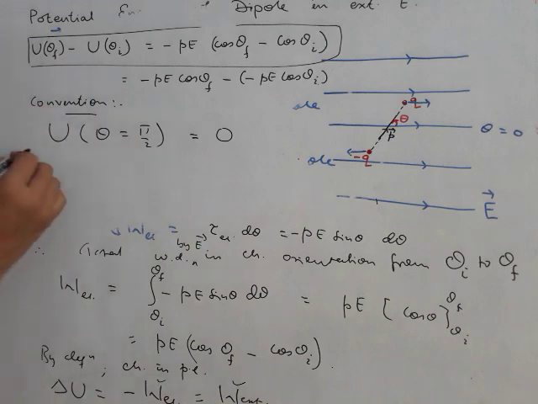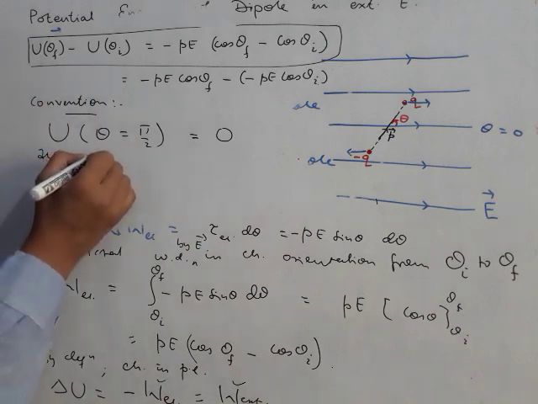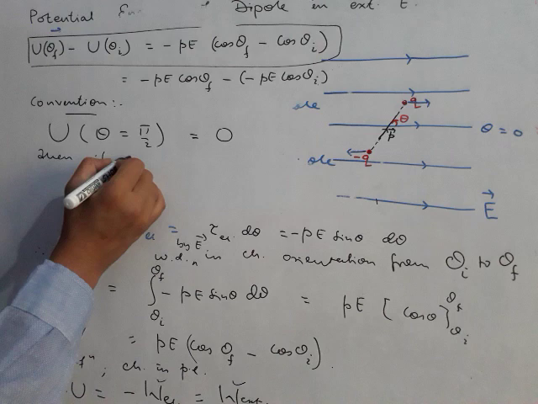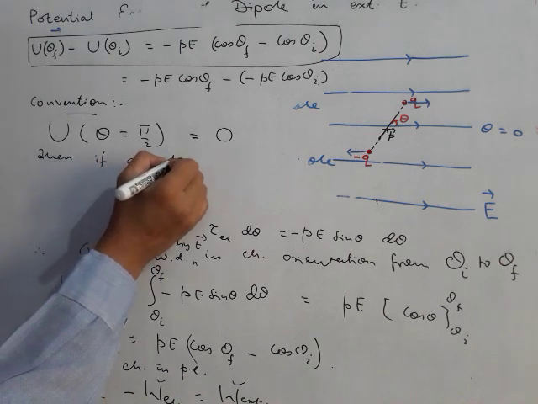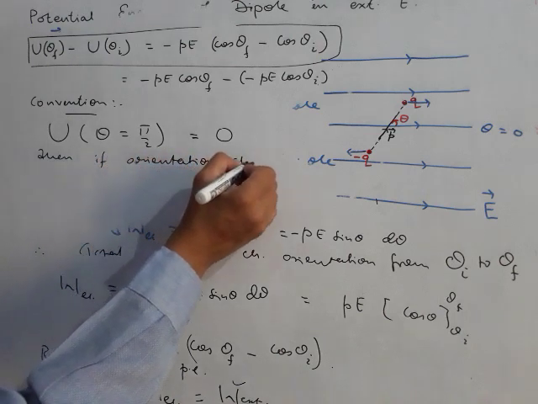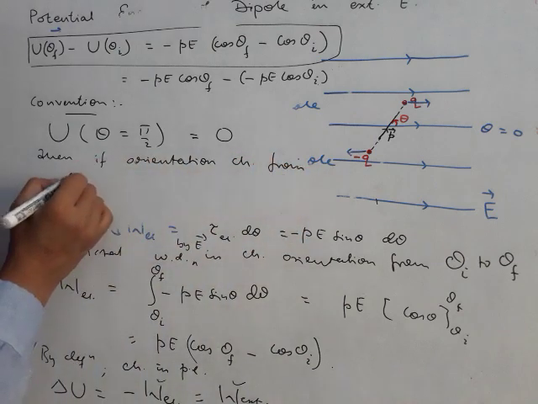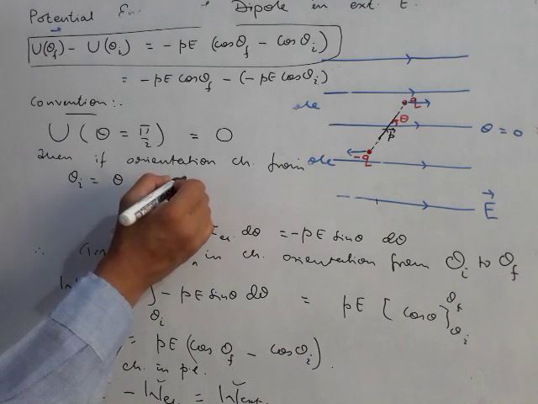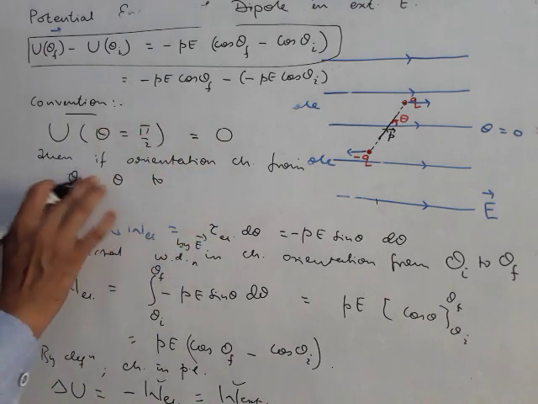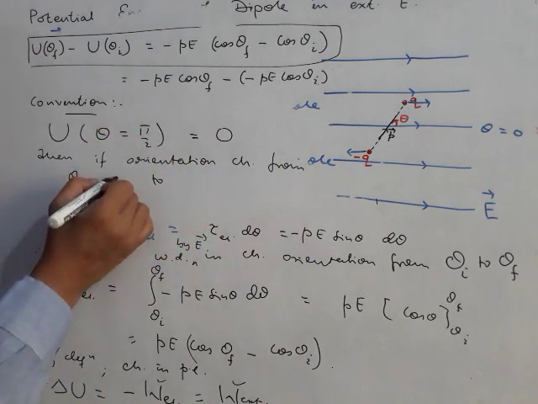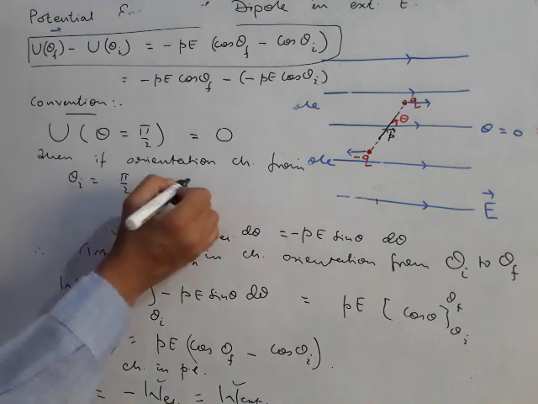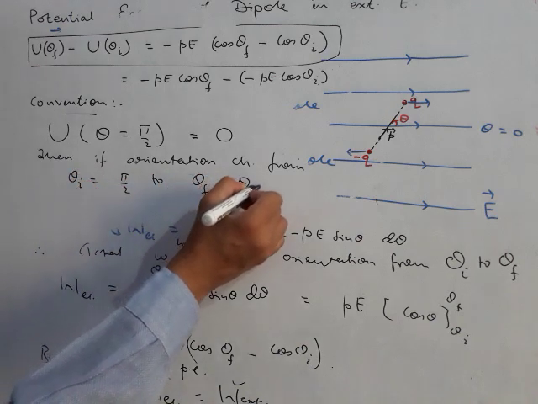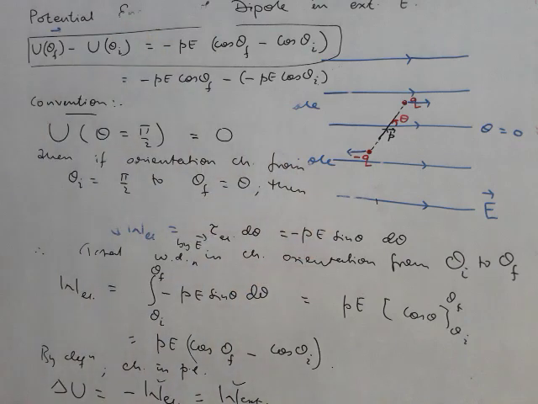If this is so, then if the orientation of the dipole changes from some initial value, theta initial, which we will take as pi by 2, to some final value that is theta, then this expression we can now write in an alternate form.